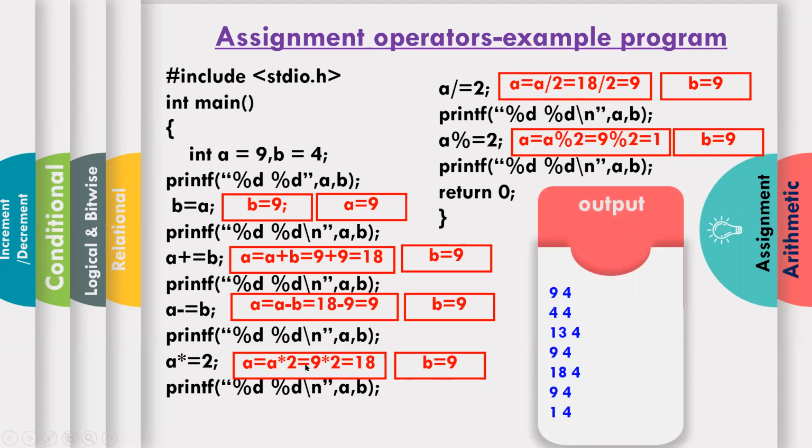Similarly, A is equal to A into 2. So 9 into 2, 18. B is not changed. A by 2: so A is 18, 18 by 2, 9. B is not changed. A mod 2: so A is 9 in the above. 9 mod 2 is, once again, 2 4 jar 8, 1 remainder. So A is 1 and B is 9. Okay, in place of all these 4s, you will put 9.